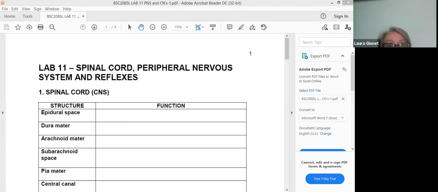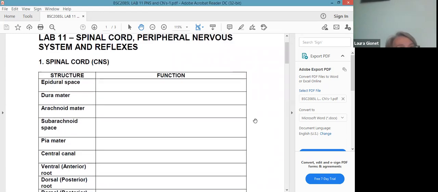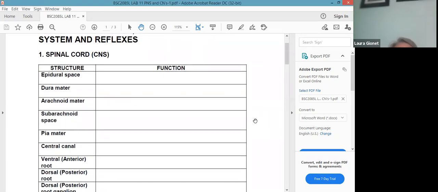Hello, everybody. All right, we're going to work on Lab 11, spinal cord, peripheral nervous system, and reflexes. So here I'm on the first exercise.